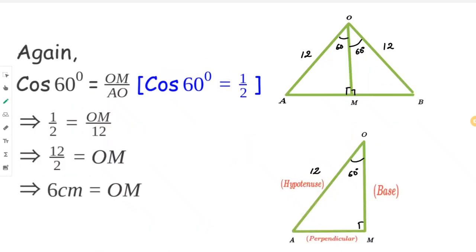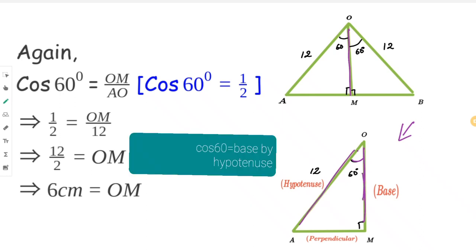Once again the same diagram. Remember, I'm trying to find the height now. Here we'll be using cos 60 degrees. What are the two sides for cos? The right angle triangle will look like this. Because theta is here, you can already see the base, perpendicular, and hypotenuse. The formula for cos is base by hypotenuse. You can already see I'm trying to find this OM.